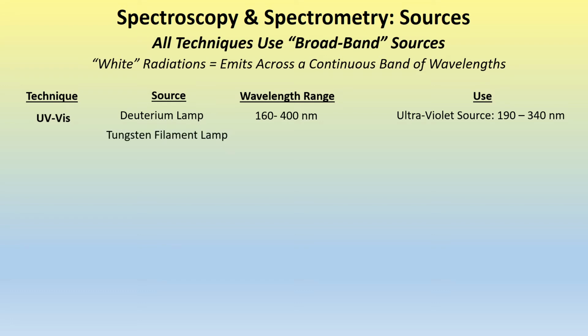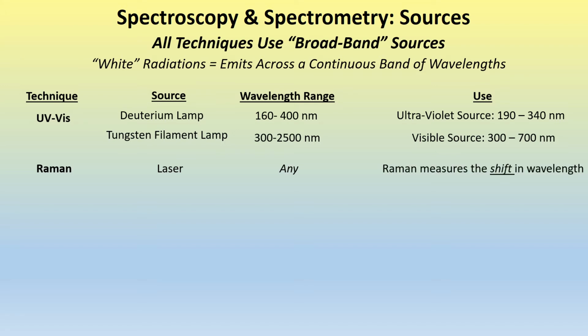Tungsten filament lamps emit between 300 and 2500 nanometers, but are restricted as the visible source between 300 and 700 nanometers. In Raman spectroscopy, as you saw, lasers are used as a constant wavelength light source. Therefore, the wavelength range is tied to the laser because Raman measures the shift in wavelength as the light interacts with the vibrational waves of the bond.